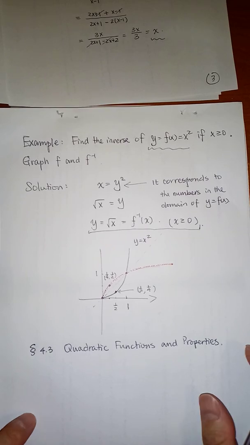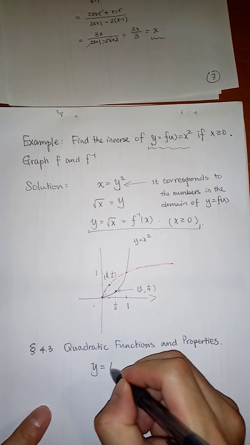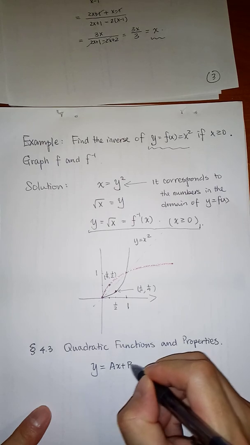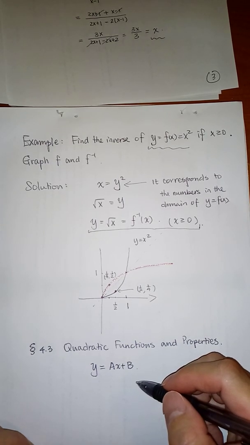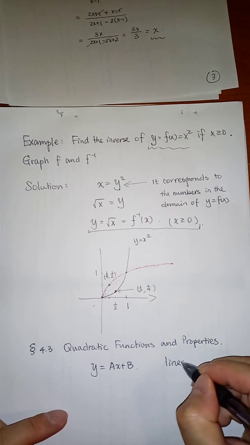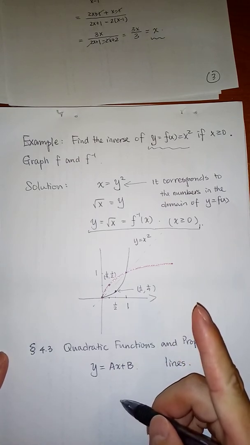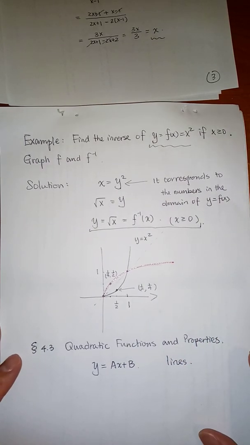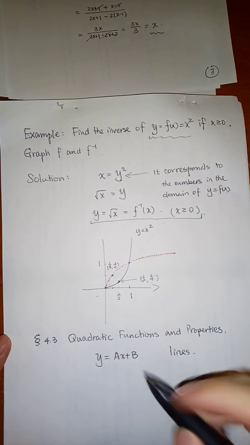Okay, so we already know that if we have a linear function, then this represents a straight line. Its graph is a straight line. And the linear function is a polynomial with degree 1. So if we increase the degree, we will have a quadratic function, the polynomial of degree 2.